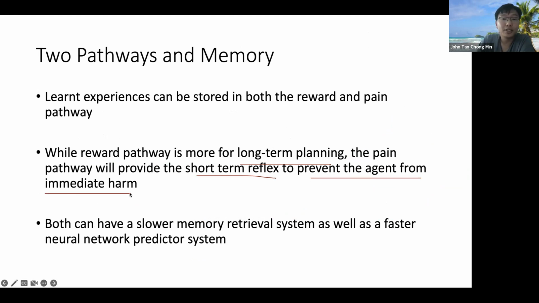So what this necessarily means is that if you do a reward and a pain pathway, your agent might be inefficient, because the pain pathway might constrain some of the available actions that can be optimal, but it does so for the sake of preserving the agent's life. Both methods can also learn with a memory retrieval system and a predictor system, like what we did for the goal-directed pathway. How this is done, I haven't done yet for the pain pathway, but this is all future work.